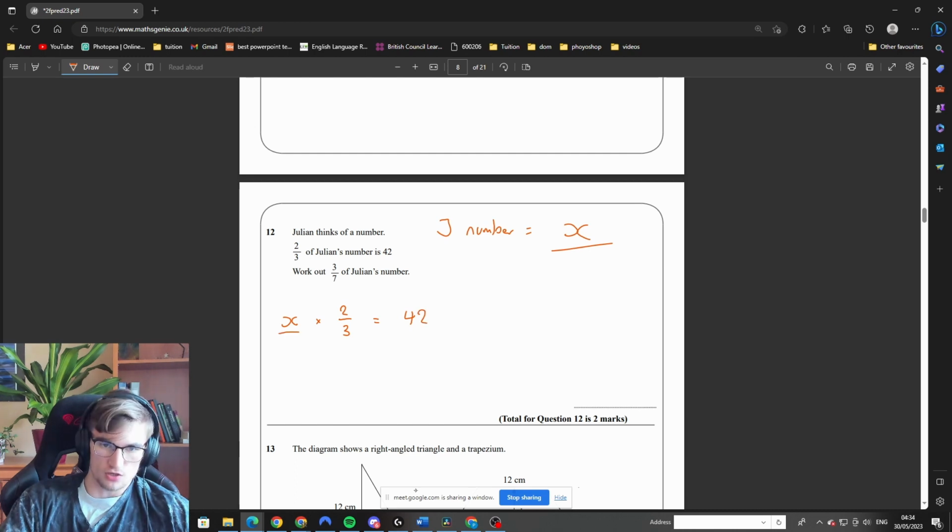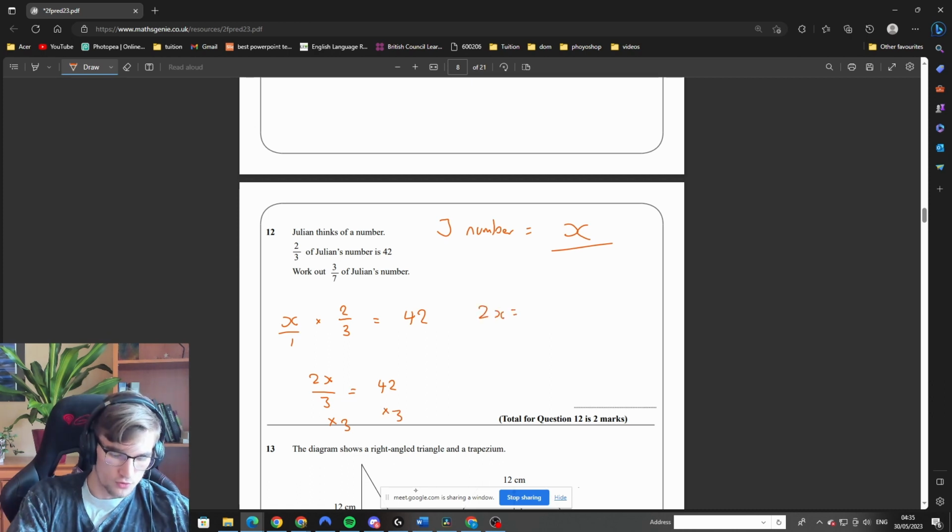I'm going to times it across. So I get 2x over 3 equals 42. So now I'm going to times both of these by 3. So I know that 2x equals 42 times 3, which gives me 126. Now I will divide by 2. So 1x equals 63.